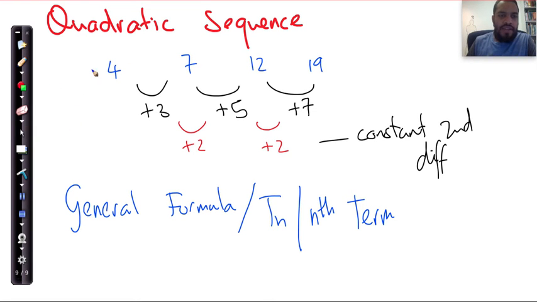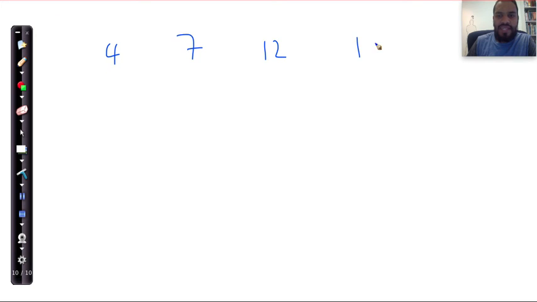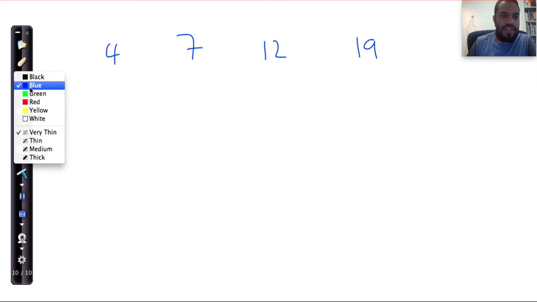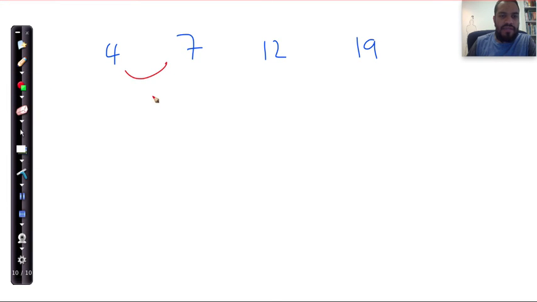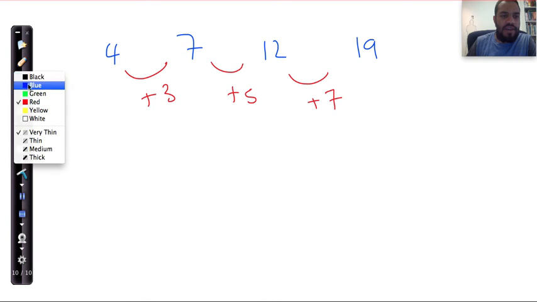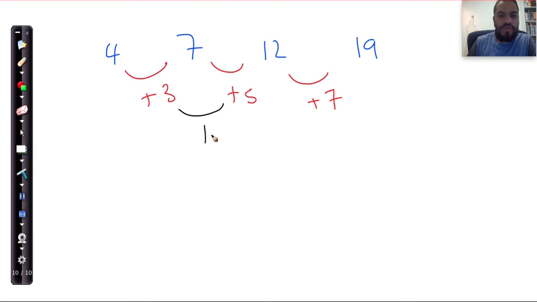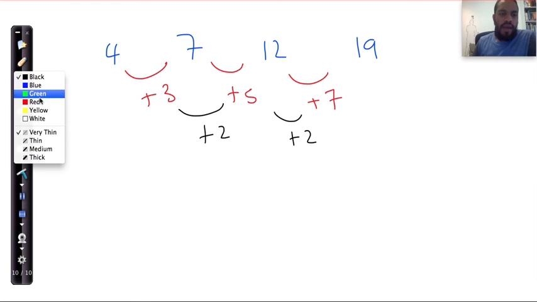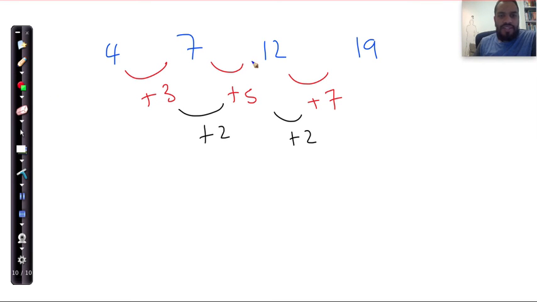So let's look at this, and I'm going to bring up 4, 7, 12, and 19 on the next page again. There's a quick process for how to do this. Let's look at the differences there. That was plus 3, plus 5, and plus 7, and then the difference here is going to be plus 2, and so forth.